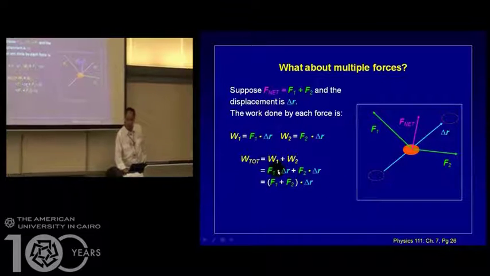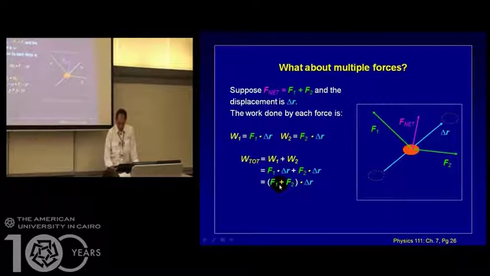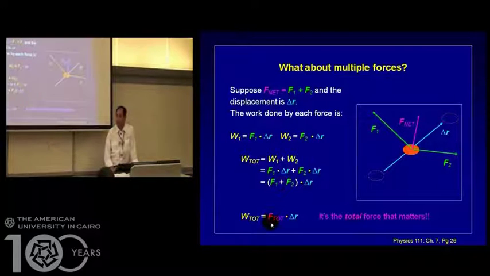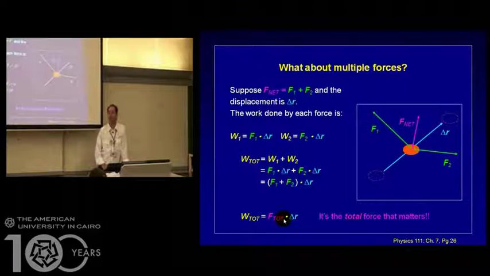F1 dot delta R plus F2 dot delta R. If you take delta R as a common factor, then you get F1 plus F2 dot delta R, and F1 plus F2 is the addition of two vectors. We call it the net force. So it's exactly as if you do the net force dot delta R. So if we have multiple forces, there is no problem. We calculate the work from each force and add them, or we find the net force and find the work done by the net force on that object.